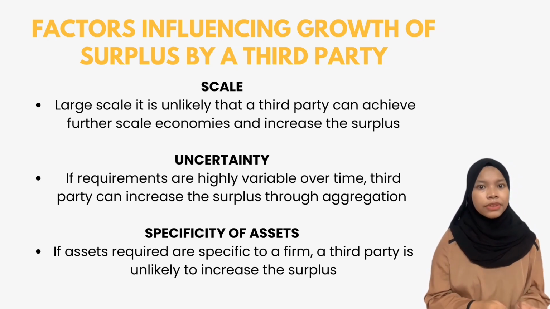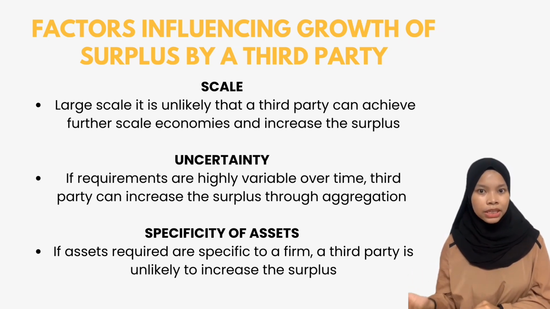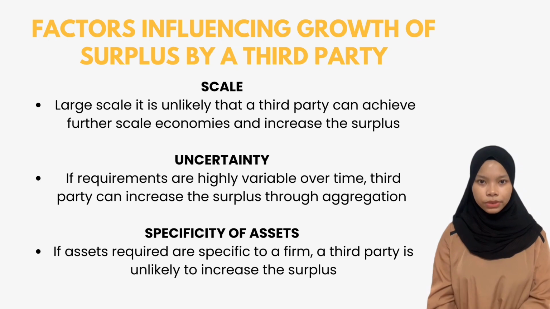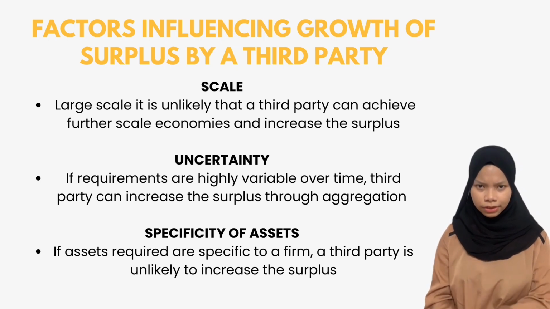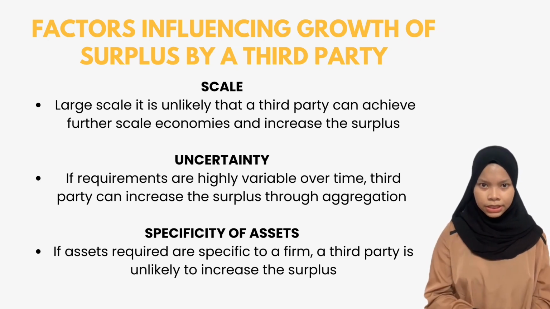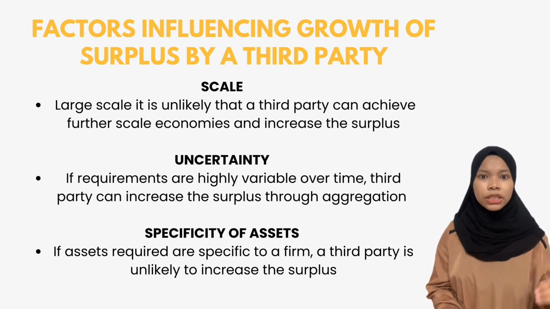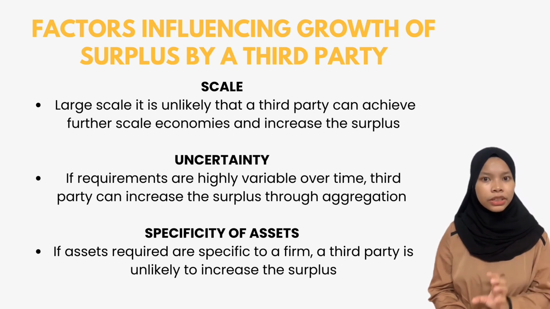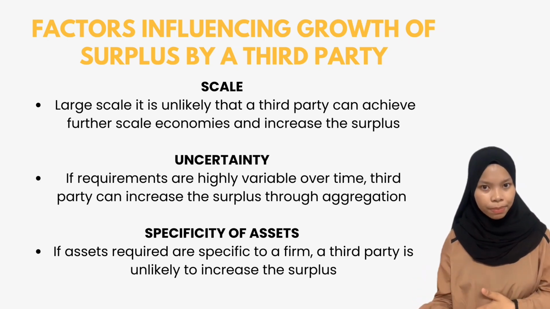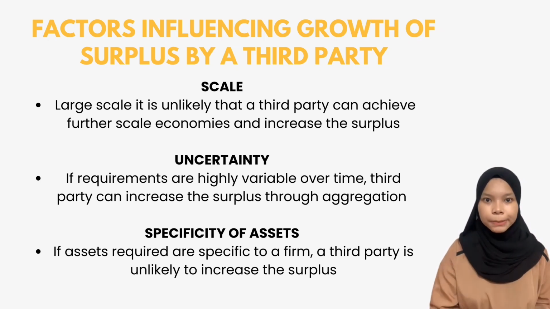In contrast, if a firm's needs do not provide sufficient economies of scale, a third party can significantly increase the surplus. The next one, the uncertainty of a firm's needs, is the second important factor. If the needs are predictable, the surplus increase from a third party is limited, especially if the firm has sufficient skill. In contrast, if the firm's needs change frequently, the third party can increase the surplus by aggregating with other customers. Finally, the specificity of assets required by the third party influences surplus growth.